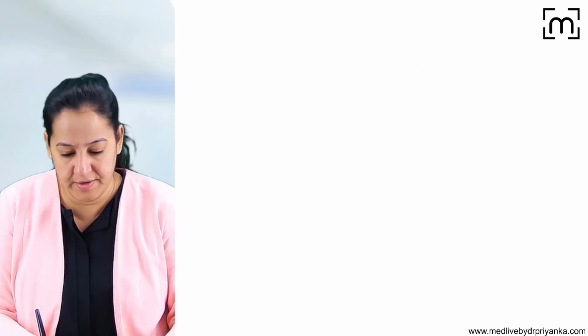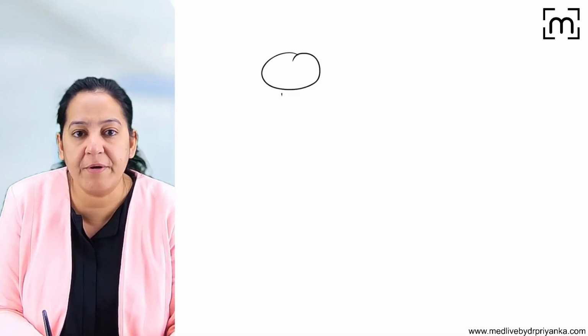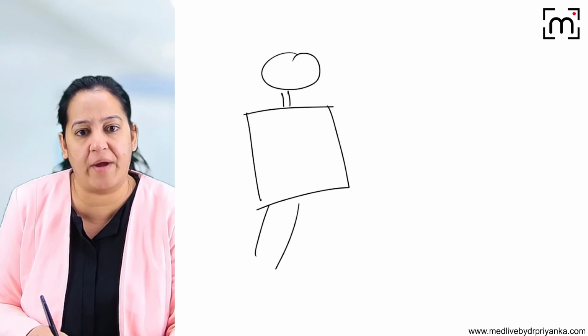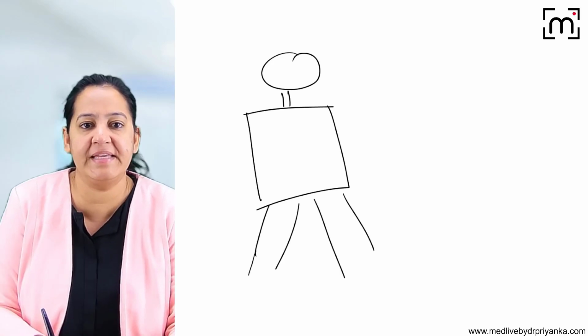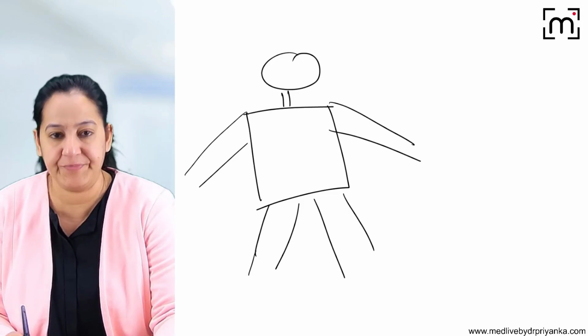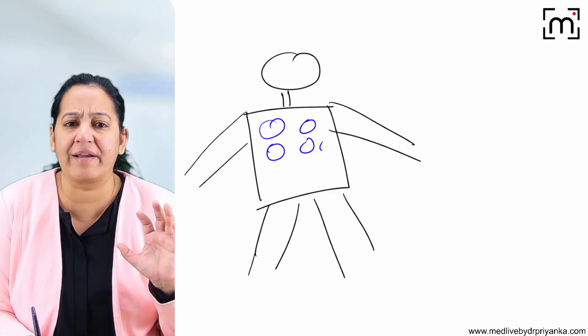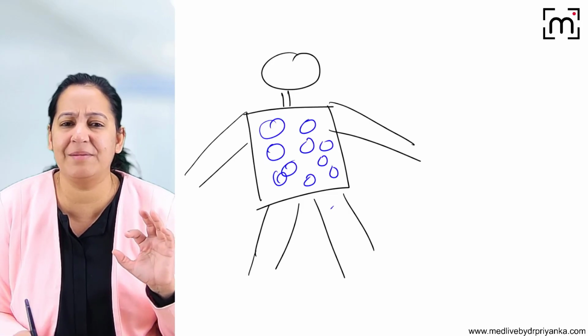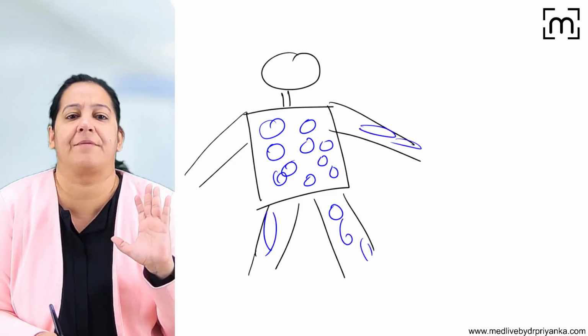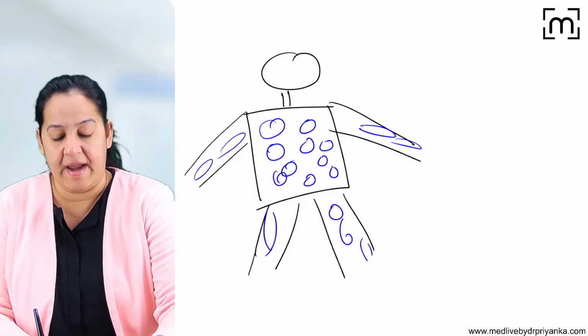So let me show you in this diagram also. Let me draw a rough sketch diagram of a human being. You can see that in a human being there are multiple organs. Let me draw a few of them: heart, lung, liver, spleen, kidney, multiple muscles, bones, present here and there. And there is the brain.